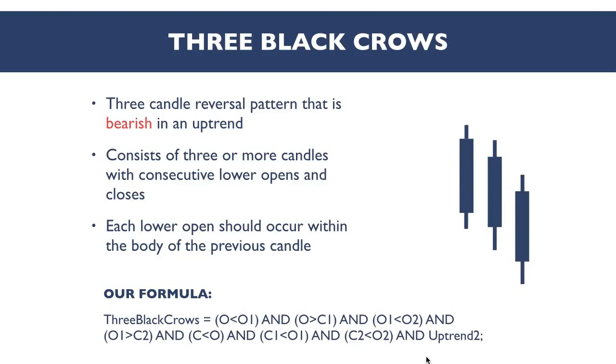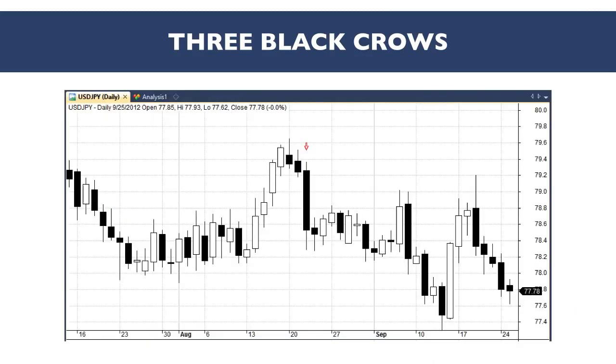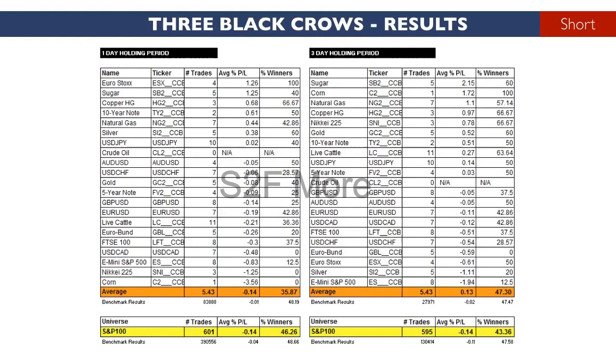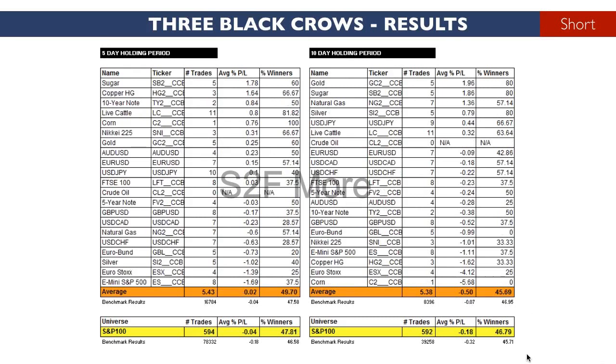And here's an example of this pattern taking place in the dollar-yen currency pair. So the 3 black crows pattern is a bearish signal. In our tests, we shorted the pattern on the close and then held it for 1, 3, 5 or 10 days. Running through these results, you can see that this pattern is not a particularly good one. The pattern does not do a good job of predicting further downward moves. We saw a couple of positive results, but on the whole, the average profit from this strategy is negative.